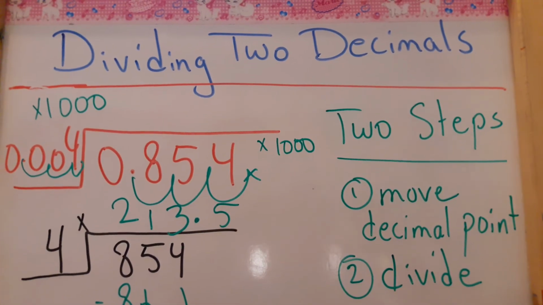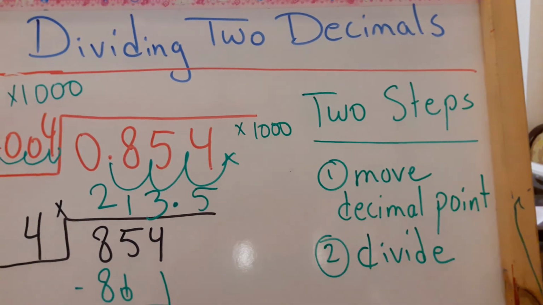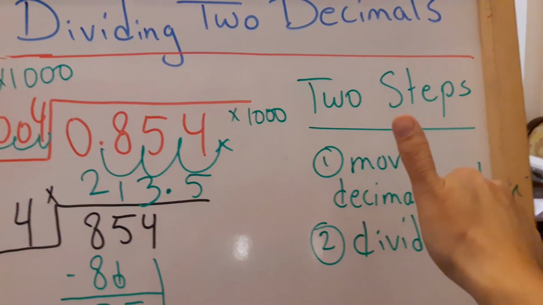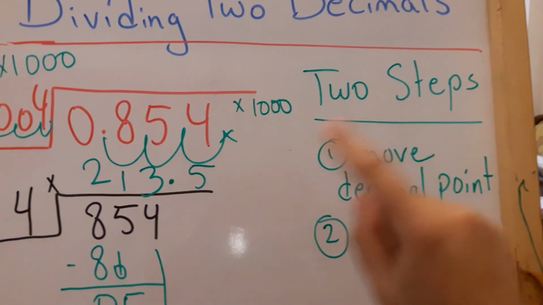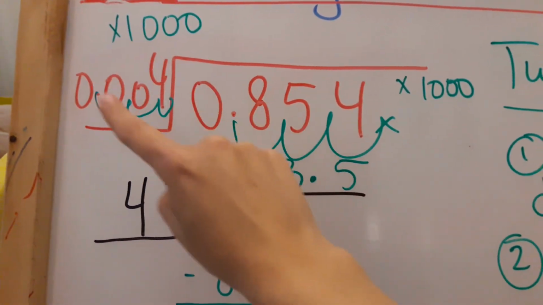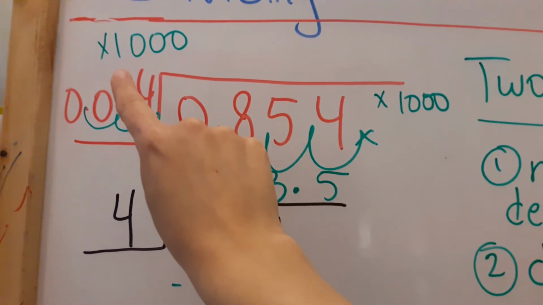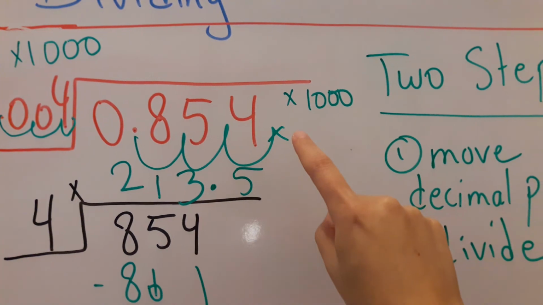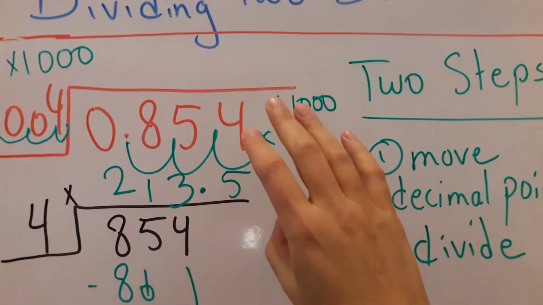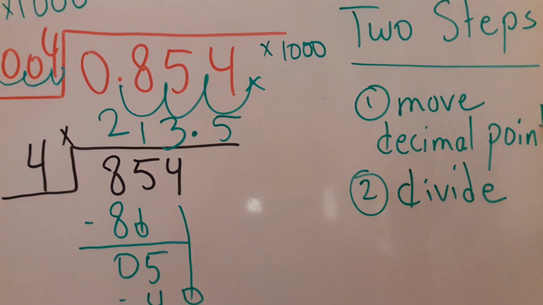So as a wrap up, to be able to divide two decimals, I need two steps. First, move the decimal point according to which number? According to the divisor. Then use the same number that you multiplied in the divisor in the dividend. Okay, move also the decimal point, then divide as we usually divide.